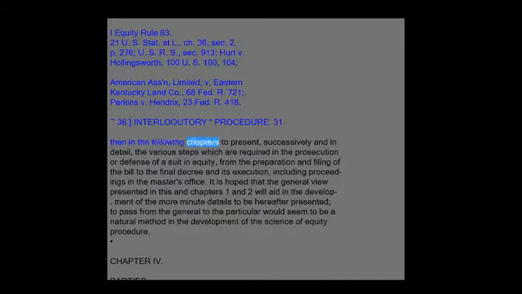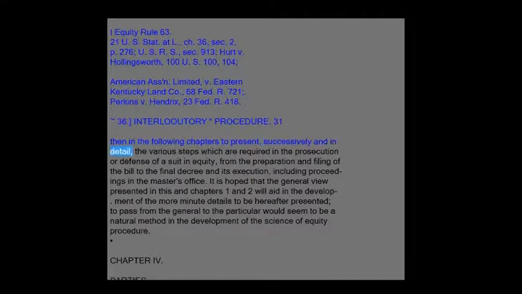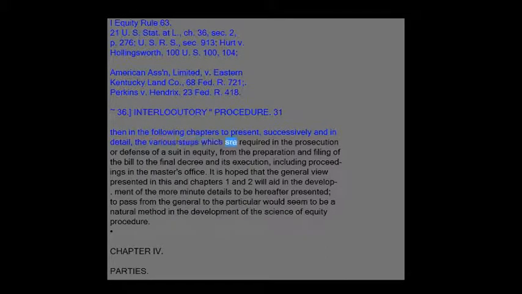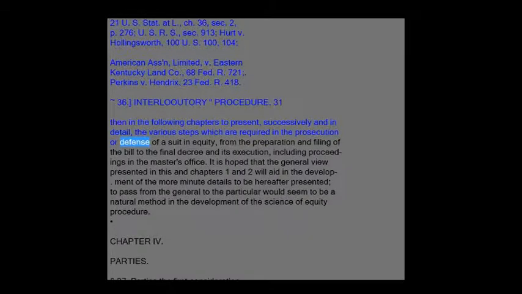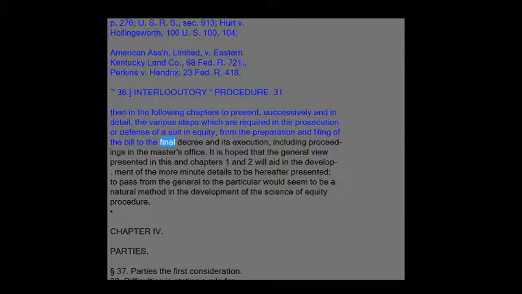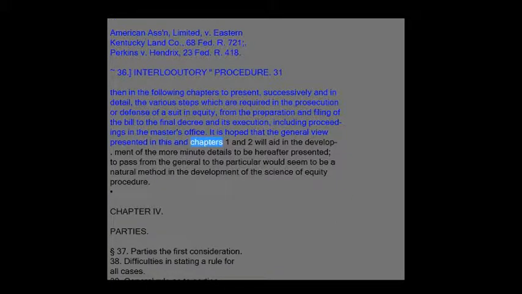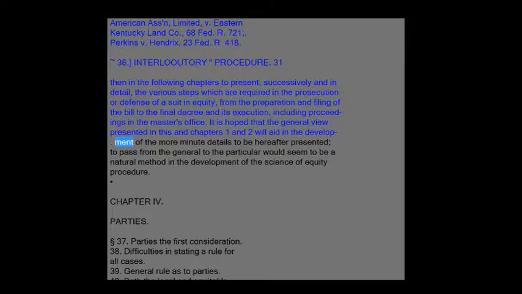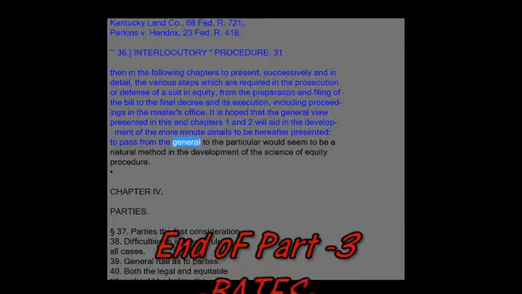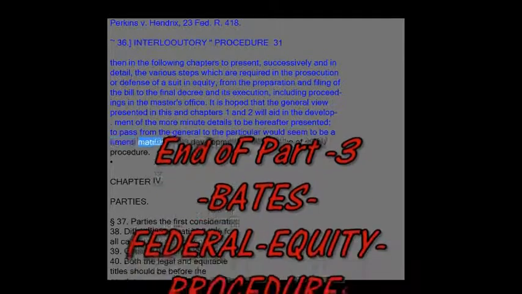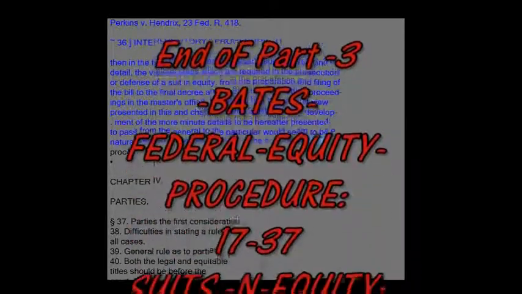Then in the following chapters to present, successively and in detail, the various steps which are required in the prosecution or defense of a suit in equity, from the preparation and filing of the bill to the final decree and its execution, including proceedings in the master's office. It is hoped that the general view presented in this, and chapters 1 and 2, will aid in the development of the more minute details to be hereafter presented. To pass from the general to the particular would seem to be a natural method in the development of the science of equity procedure.